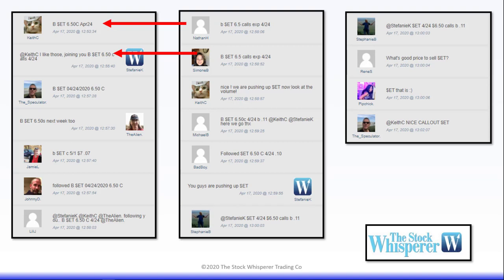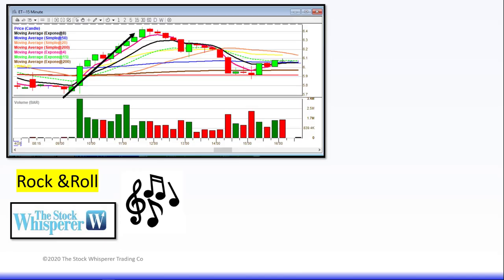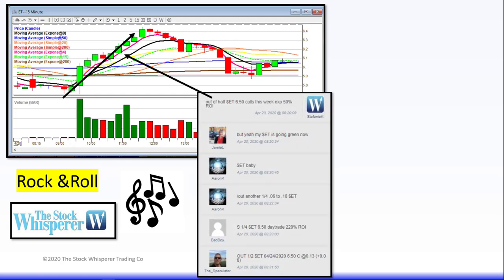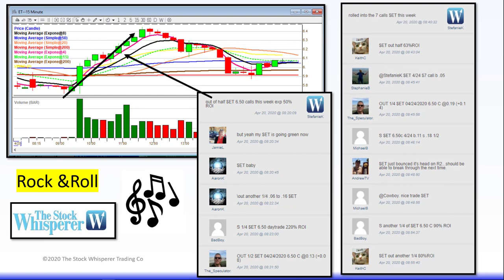So what we do is when ET, the stock, moves up and hits the next big resistance level, like right there, it came all the way the next day on Monday to about 640. So we like to sell those 650 calls, which you can see I did right there. I made 50% ROI on half, and you can see my traders are starting to sell. And then I like to roll into the next higher calls, the 7 calls.